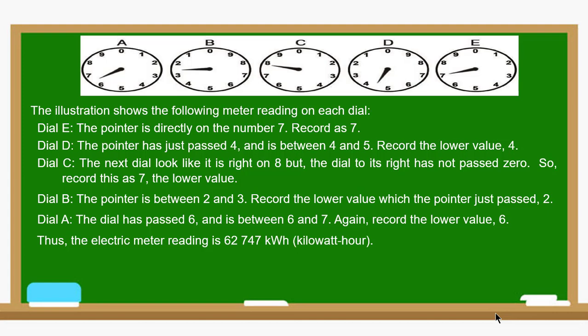Dial B. The pointer is between 2 and 3. Record the lower value, which the pointer just passed, 2. Dial A. The dial has passed 6 and is between 6 and 7. Again, record the lower value, 6. Thus, the electric meter reading is 62,747 kilowatt hour.